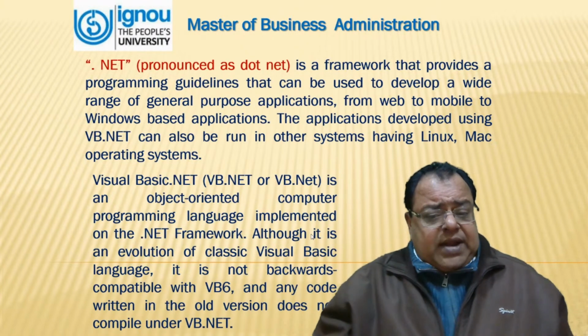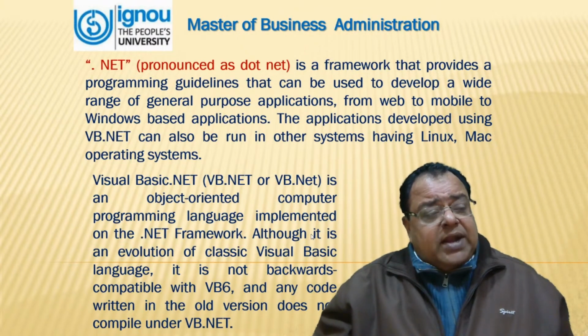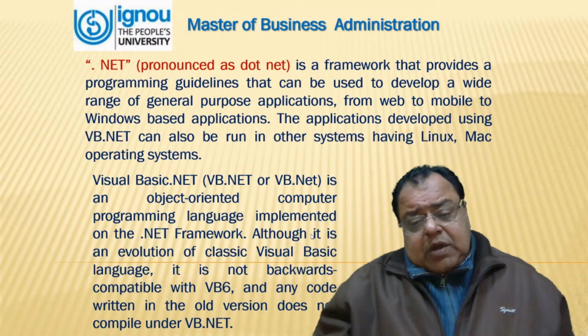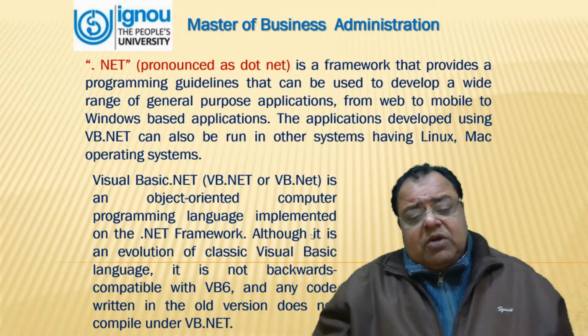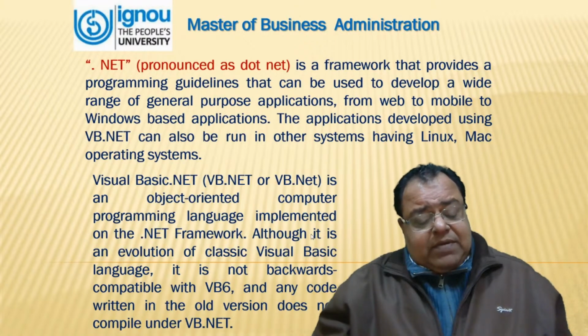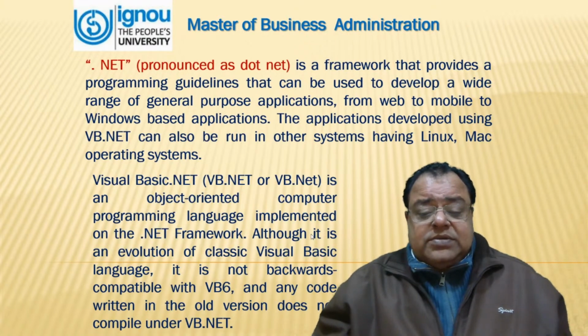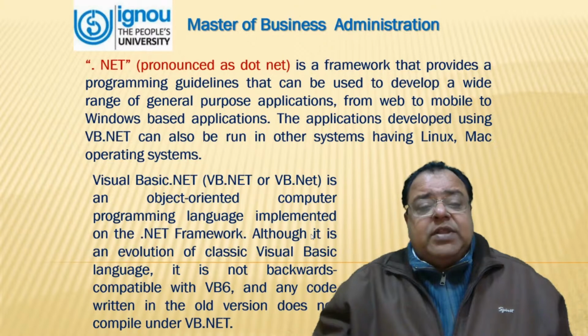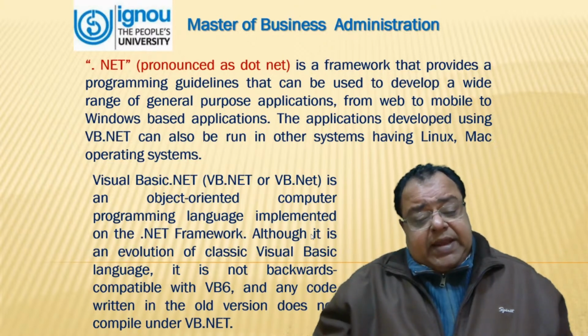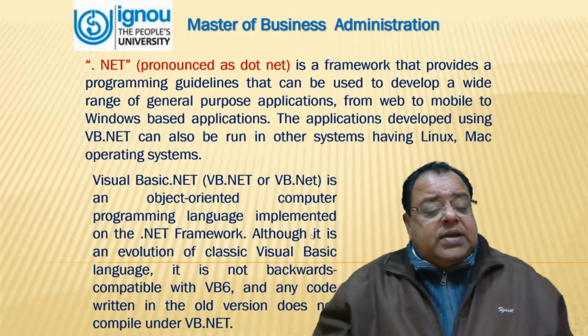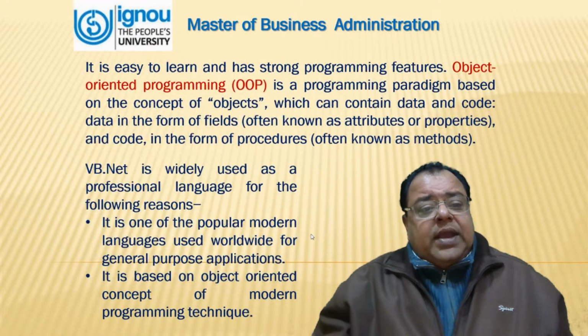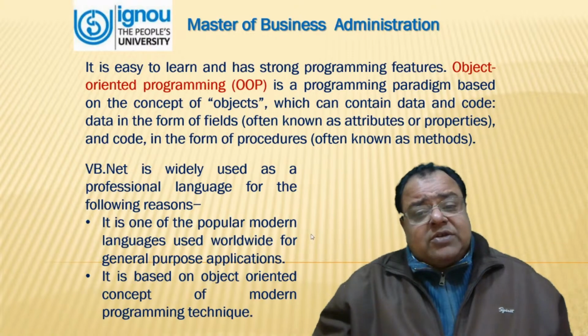Visual Basic .NET is an object-oriented computer programming language implemented on the .NET framework. Although it is an evolution of classic Visual Basic language, it is not backwards compatible with VB6, and any code written in old version does not compile under VB.NET. It is easy to learn and has strong programming features.